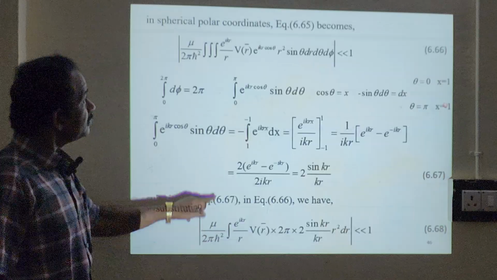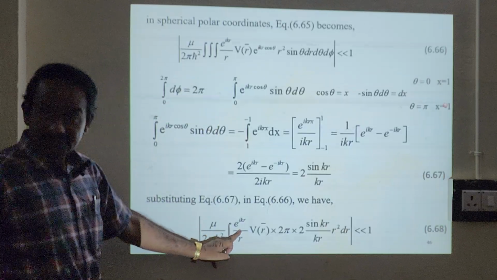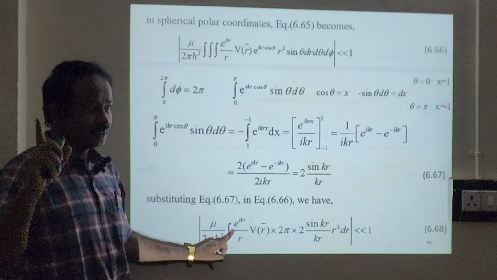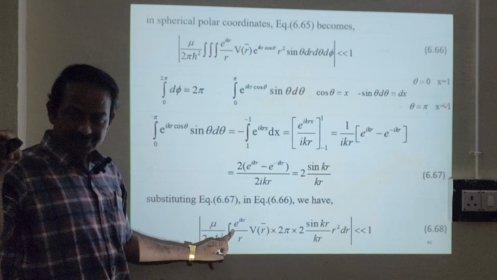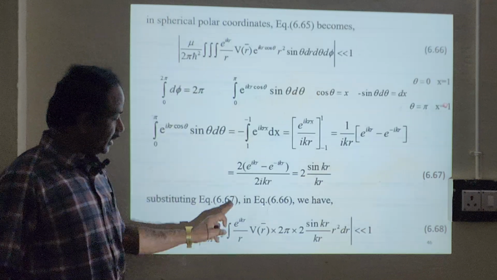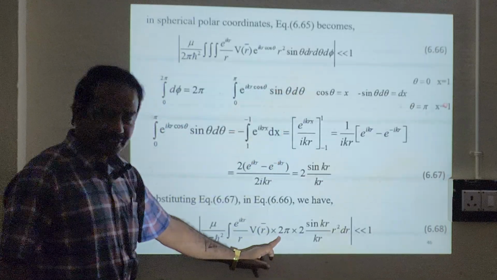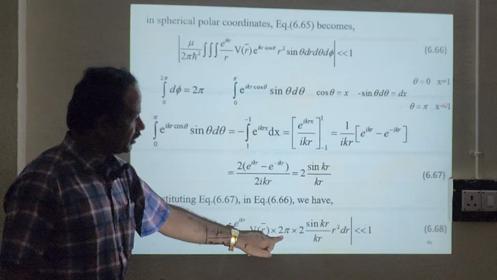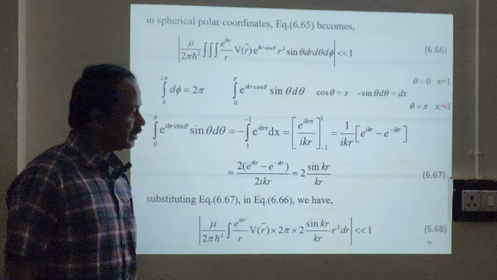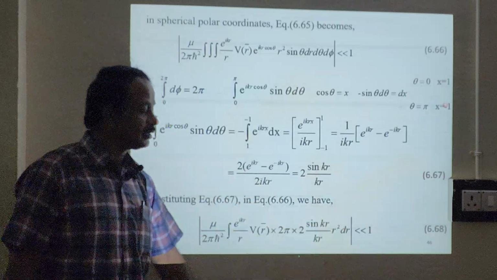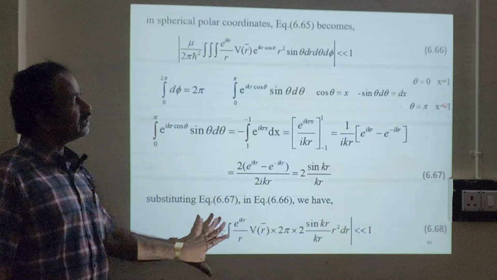So we have the same term here also, except for dr. We have not done it for dr; we have done only for theta and phi. So we have e power i k r by r, V of r like this. And first one is d phi, which we have replaced by 2 pi. The other term will be 2 sin k r by k r, r square dr. Is it okay?